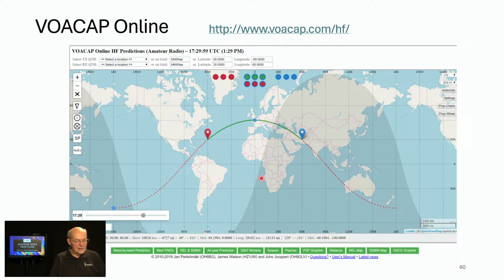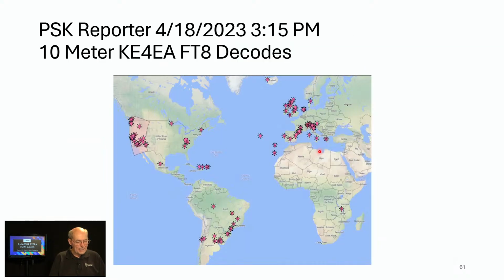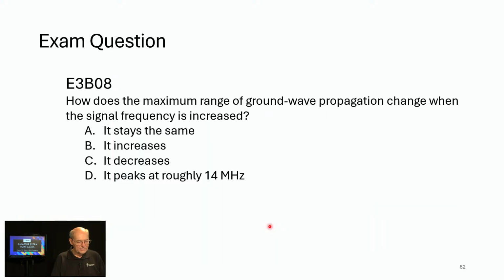So it's an online program where you can set all kinds of parameters. Showing the gray line here, where you are. Somebody's out in the ocean here. So here's a picture of PSK Reporter I took. I jumped on 10 meters and made some FT8 contacts a couple of years ago. Then I went to PSK Reporter, and this is the diagram that I got back, showing every place that I was heard in the world. That's a really good way for checking out your antennas.